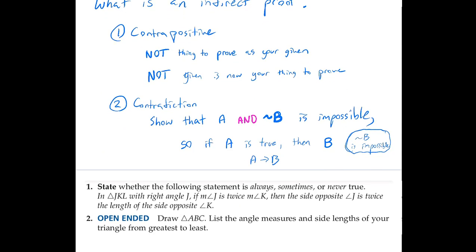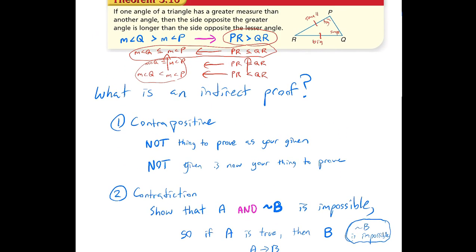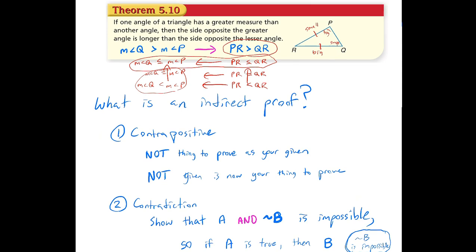Contradiction is actually a really cool way. That's the other indirect proof. And what you do is you say, okay, we'll start with A. And then let's assume the opposite of where we're supposed to finish. So in this case, we're starting with this, and I'll erase this one because I'm doing craziness now. We'll start with this. And then let's also assume the opposite of the ending. So PR is less than or equal to QR.